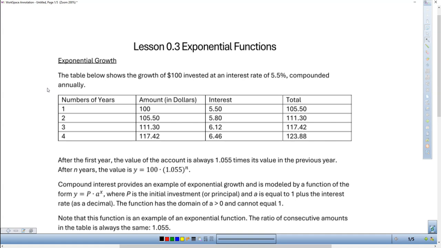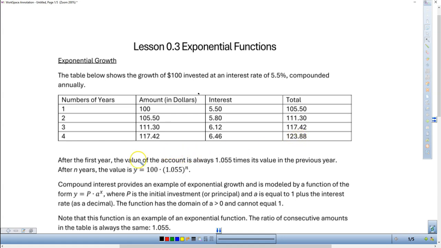at an interest rate of 5.5%. And you'll notice in here it states that it is being compounded annually. So if we look at year 1, it says that $100 has made 5.5% interest for a total of $105.50. At year 2, that $105.50 now has a 5.5% interest for a total of $111.30, which then has $6.12 in year 3 for a total of $117.42. In year 4, we are making $6.46 interest for a total of $123.88.